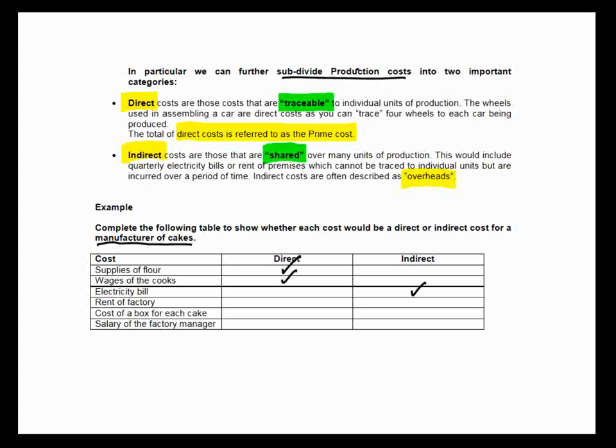Rent of the factory, I think similarly, you can't trace the rent of the factory to a single cake, so that would be a shared cost. That would be another overhead. Remember that term for indirect costs, overheads.